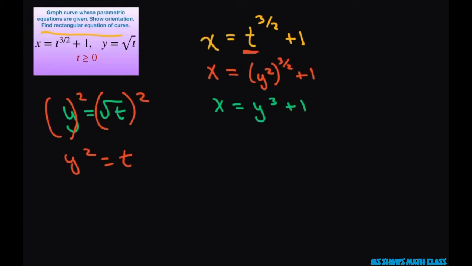So what I'm going to do is subtract the 1, so I get x minus 1 equals y cubed. Cube root both sides. So this is basically a cube root function with a horizontal shift to the right by 1.